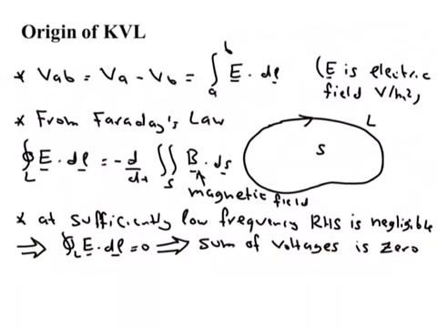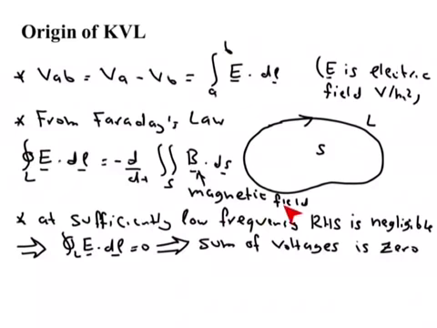Okay, so where does KVL come from? It actually came from electromagnetics as well. The voltage drop is the work done by the electric field. Work done means you multiply the electric field by distance. In general, for an arbitrary contour, this becomes something called a line integral. You don't have to worry about the meaning of line integral for now. But this is a voltage drop between A and B. It is the work done by the electric field to move a charge against the electric field from point A to B.